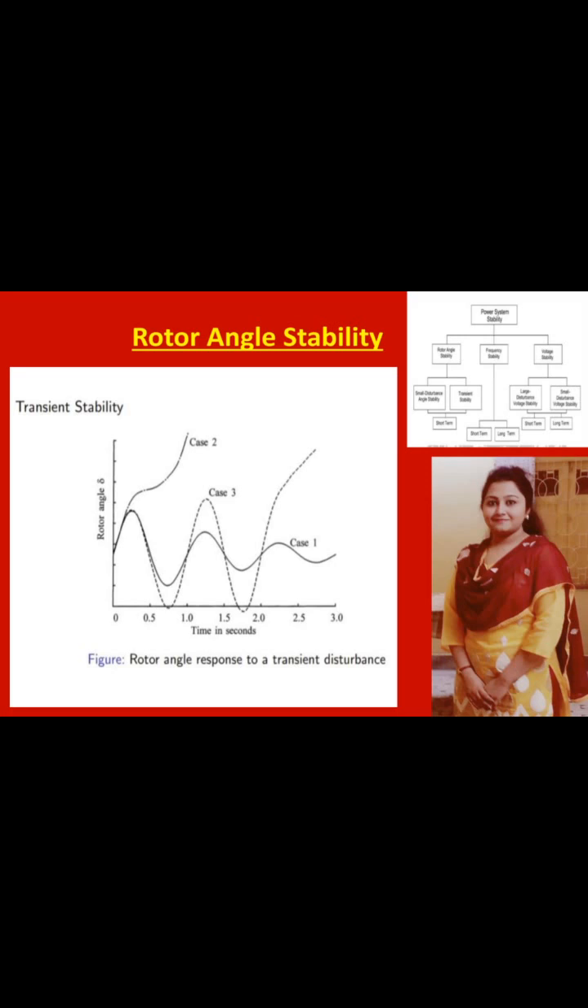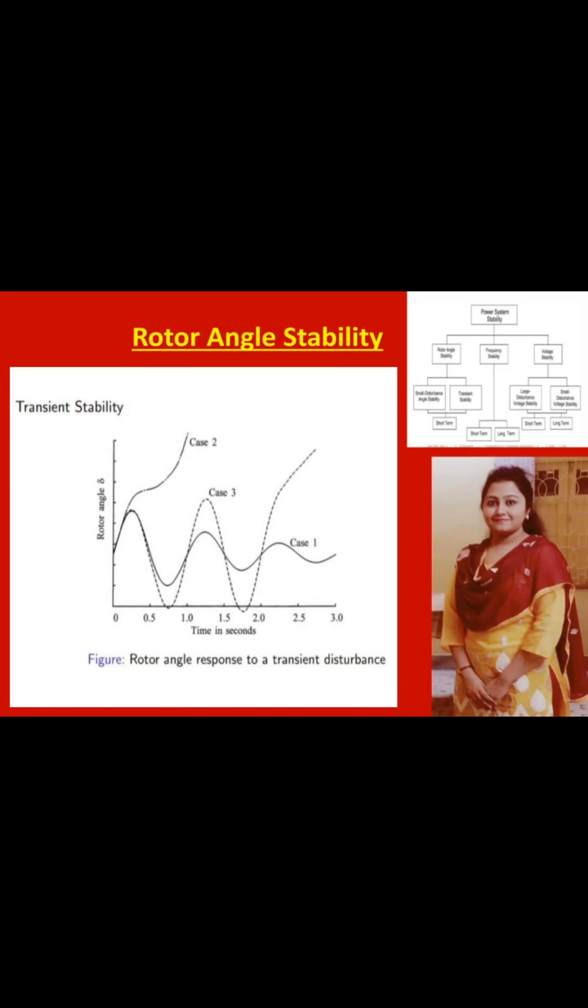This is the rotor angle response to a transient disturbance. Case 1, it is a stable case. Case 2, it is an unstable case. This form is called first swing instability, which is caused by insufficient synchronizing torque. Now case 3, it is also an unstable case. This form occurs when the post-fault steady state condition is small signal unstable.